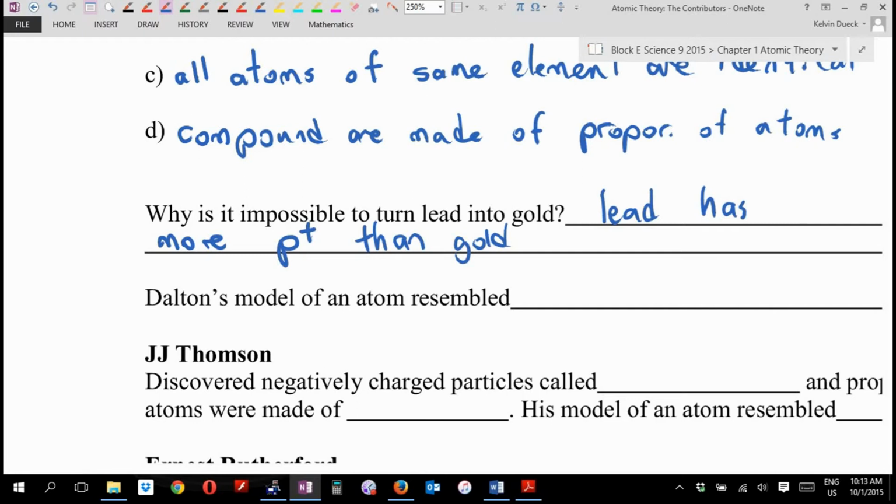Lithium has 3 protons. If it doesn't have exactly 3 protons, it's not lithium. Now you just figured out how to tell time in my room. I saw her eyes light up. Oh, that's why it goes hydrogen, helium, lithium, 3 protons, beryllium, 4 protons.